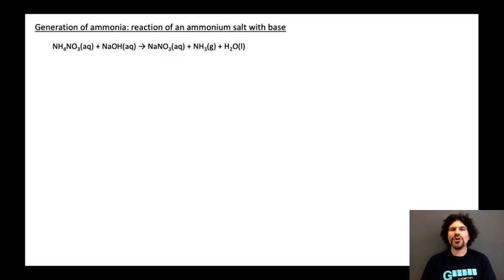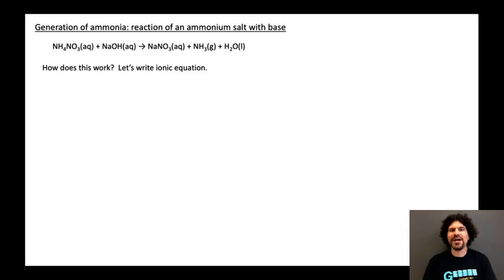Let's start by talking about a reaction that generates ammonia, NH3, and that is simply the reaction of an ammonium salt with base. In this case, we're going to start with ammonium nitrate. This is your molecular equation, plus NaOH is going to generate sodium nitrate, aqueous, plus NH3 gas plus water liquid. How does this work?